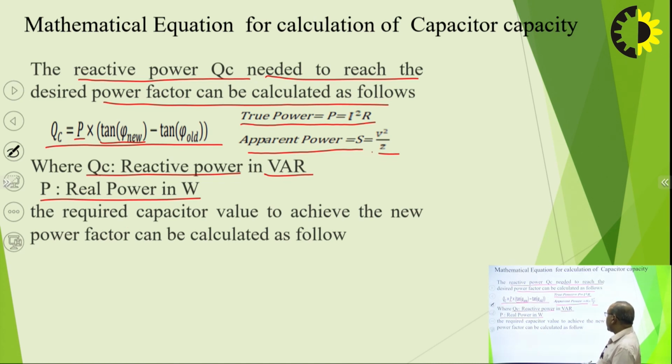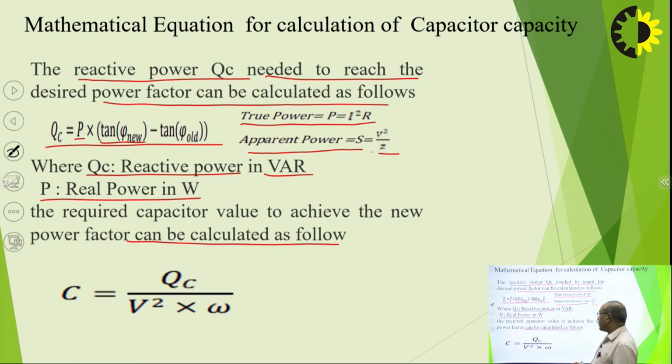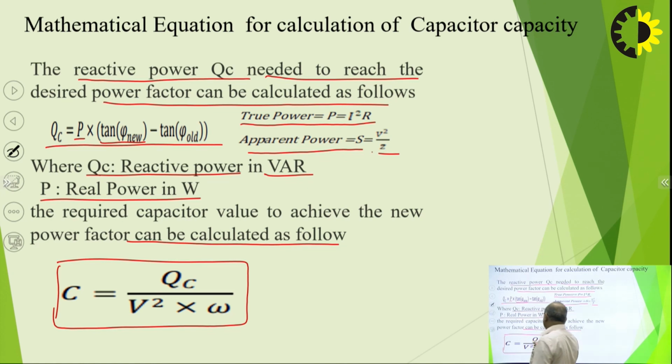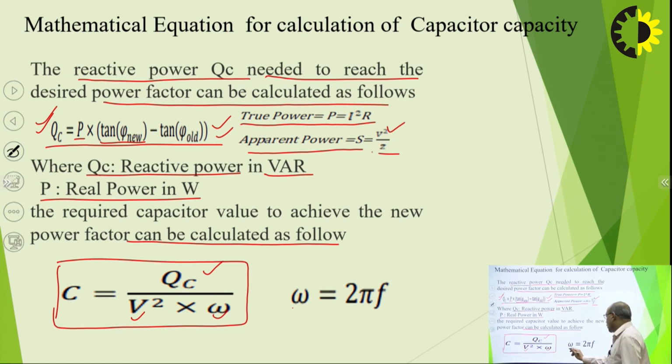The required value of the capacitor to achieve this new power factor can be calculated as follows. That we can see now. How can it be calculated? The capacitance of the capacitor C is given by this relation: C equals QC upon V square into omega, where QC stands for the reactive power in volt ampere reactive for the capacitor that we have seen here. V is the voltage of supply, that we have already seen here, and omega is the angular frequency of the supply, which is given by 2 pi f.